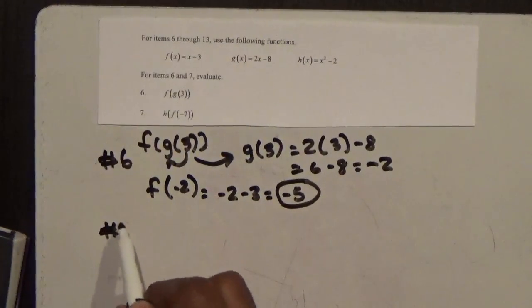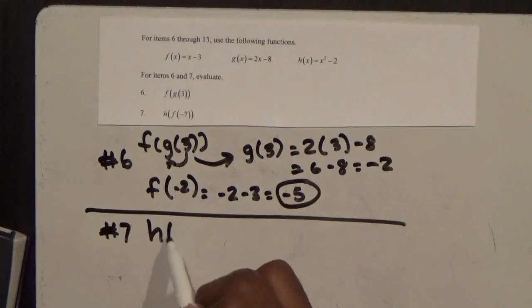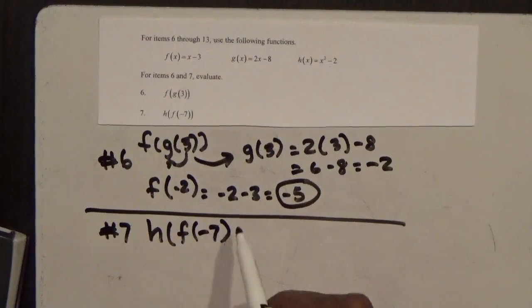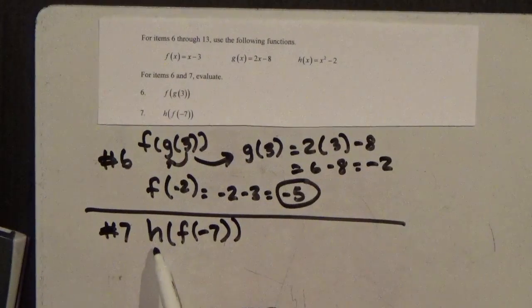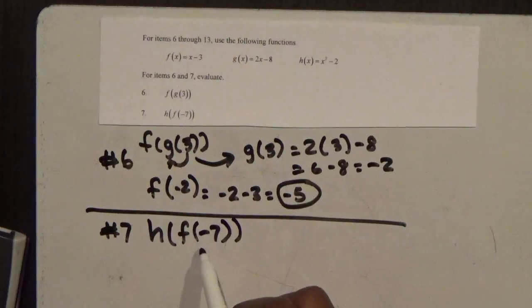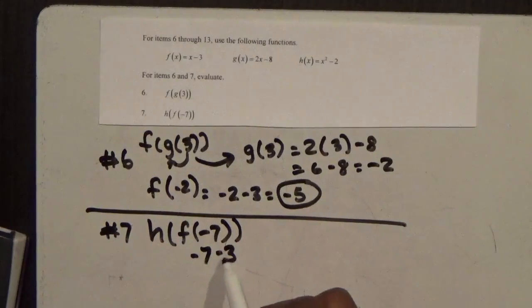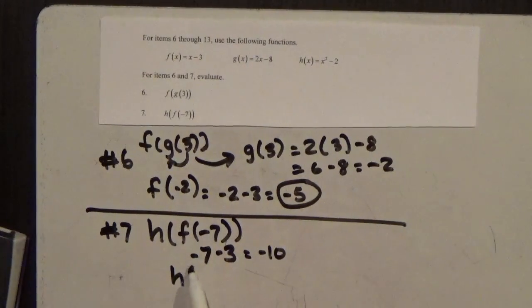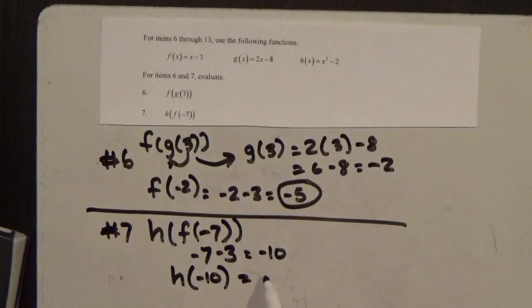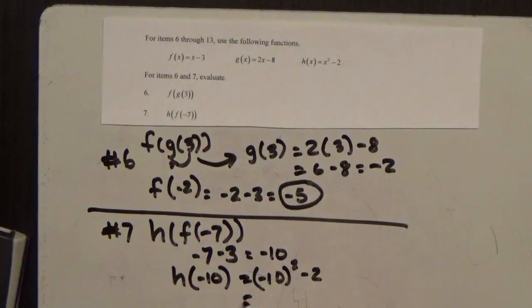Number 7, h of f of negative 7. So what are we doing? We're taking the value negative 7, plugging it in the f function, evaluating, simplifying that, and then plugging it into the h function. f of negative 7 gives us negative 7 minus 3, which is equal to negative 10. Then we go h of negative 10. Well, h of negative 10 is negative 10 squared minus 2. That's 100 minus 2, which is 98.